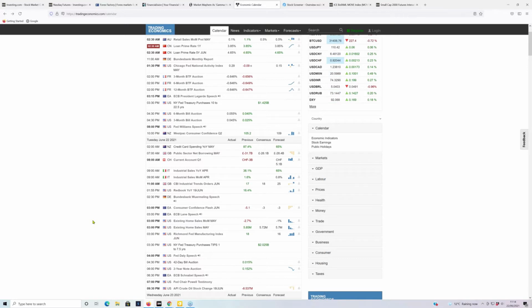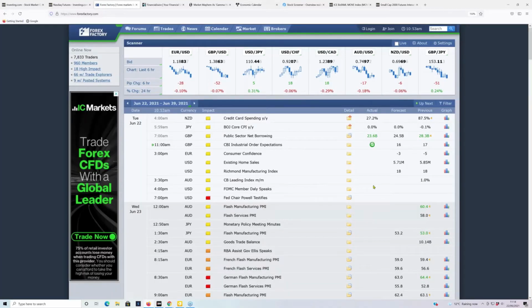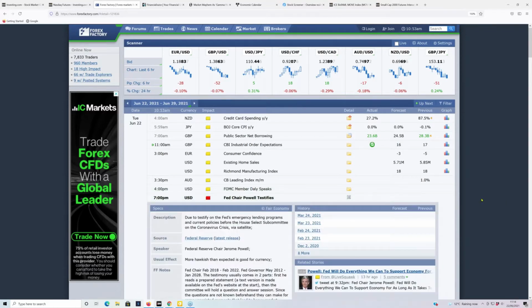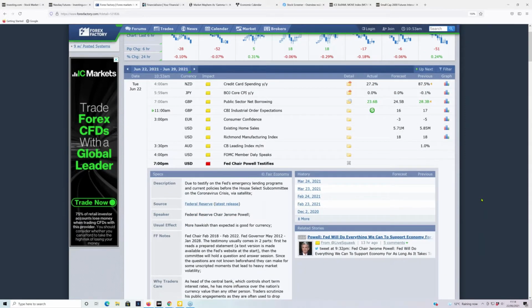There are Fed speakers. I mean, they're out like a rash at the moment. They are everywhere. And your calendar, if you use Forex Factory, may not have all of them. Now, the thing with the Fed is that there are a certain number of members that make up the committee, and they fall broadly into two camps, which are called doves and hawks.